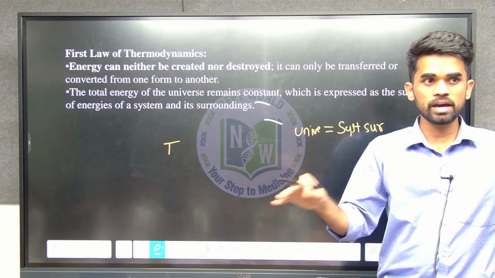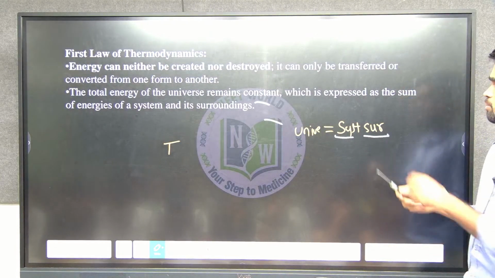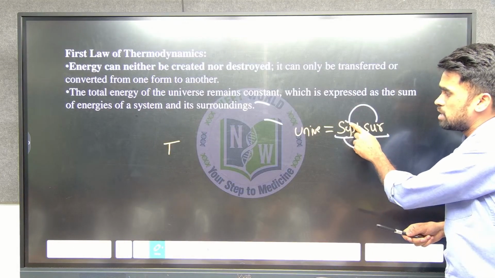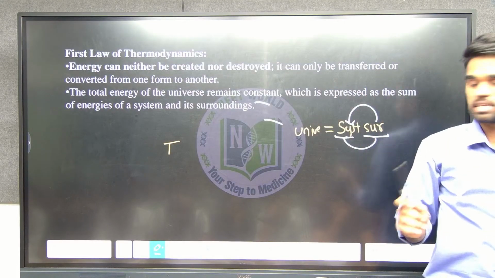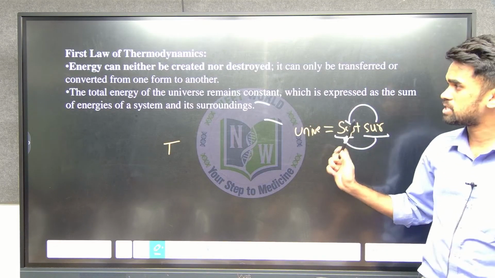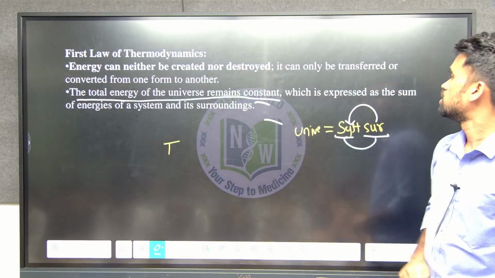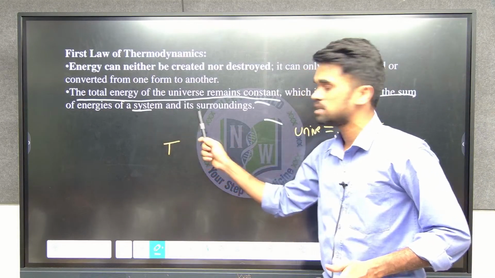The system has some energy, the surroundings have some energy. Energy can be transferred from system to surroundings or from surroundings to system, but the overall energy of the universe remains constant. Once read: the total energy of the universe remains constant. This is expressed as the sum of the energies of the system and surroundings.